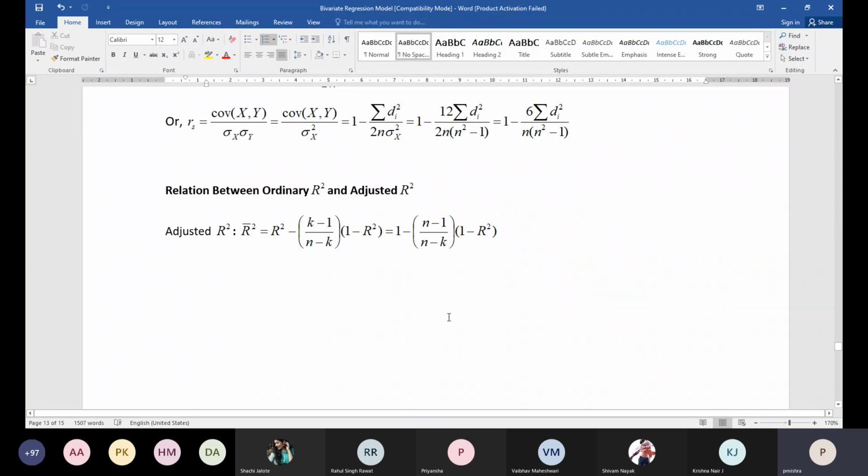But nevertheless, what is very important here is that adjusted R square value would be less than the value of the ordinary R square, because a positive penalty is imposed, and this penalty actually goes up with inclusion of more and more independent variables into the model.